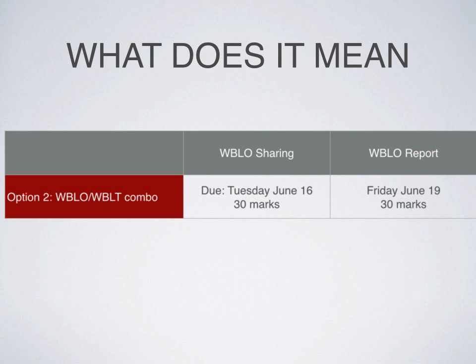What does this mean? This means a couple of things. First, we're combining those two papers and we're allocating some marks to the sharing. So what you can see is the web-based learning object sharing will be done on Tuesday, June 16th and will be worth 30 marks. Then the web-based learning object report will be due on Friday, June 19th, and it will be also worth 30 marks, and this accounts for the remaining 60 marks in the course.